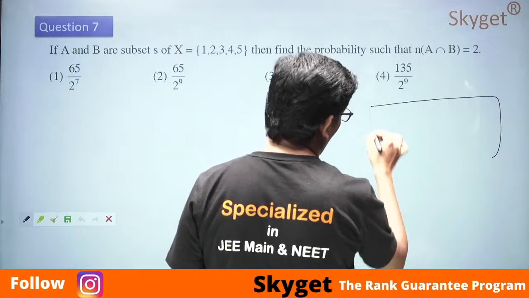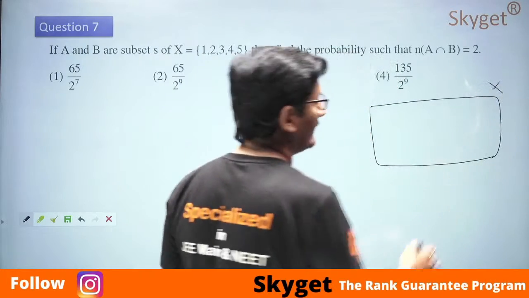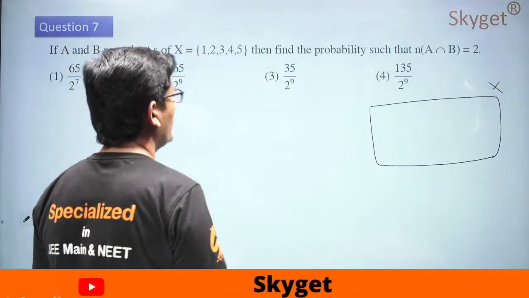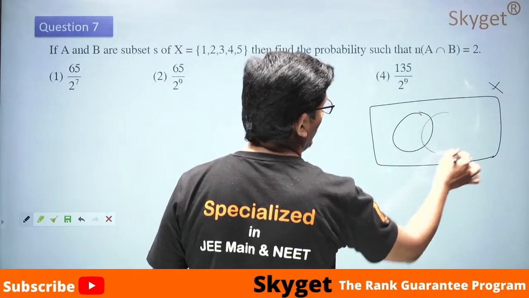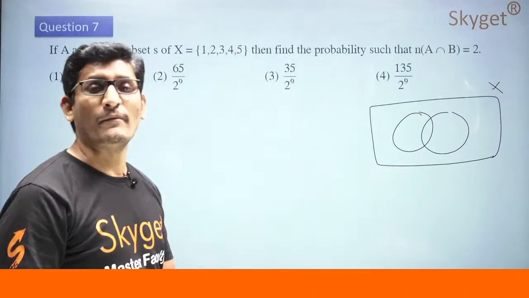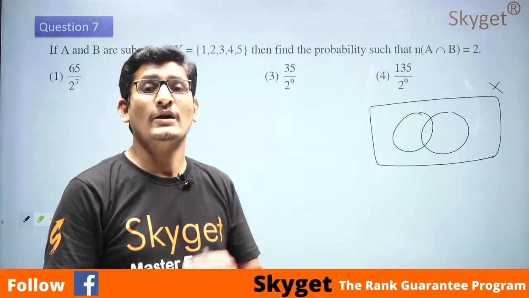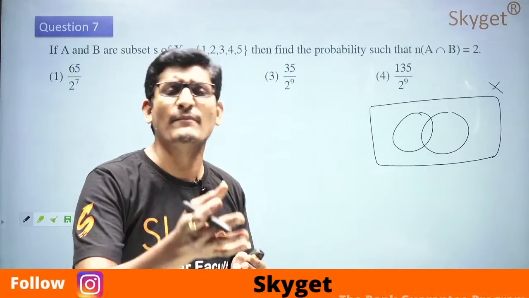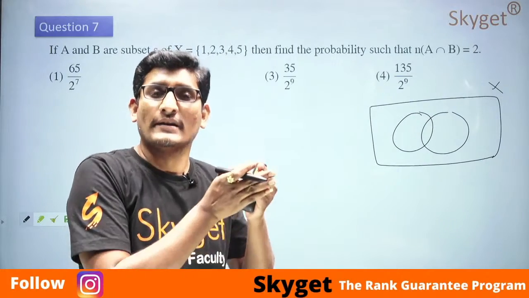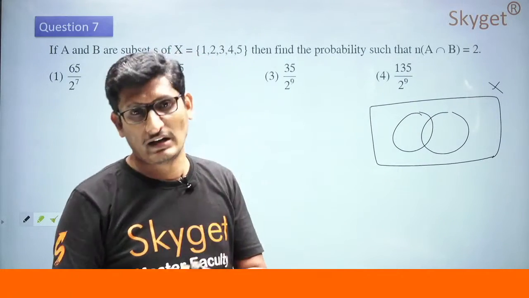This is your total entire set X. A and B are subsets. Probability means what here? Number of favorable cases by total number of chances. That is the normal definition of probability: number of favorable cases by total number of chances.